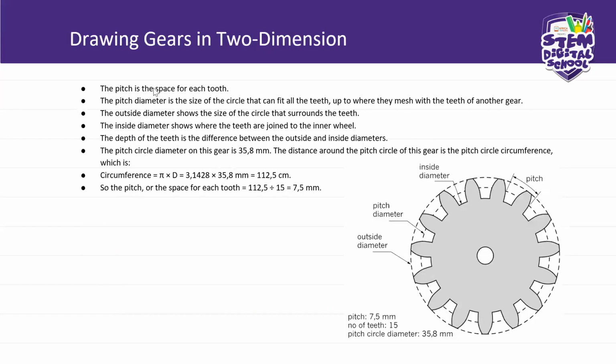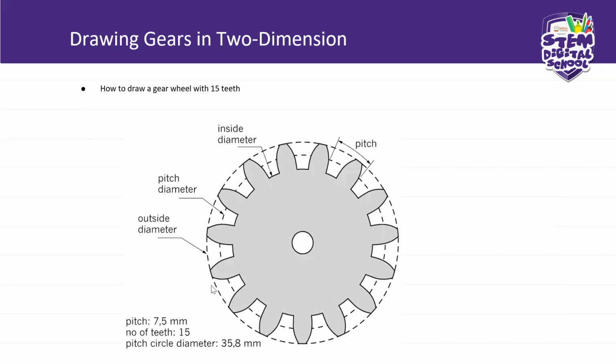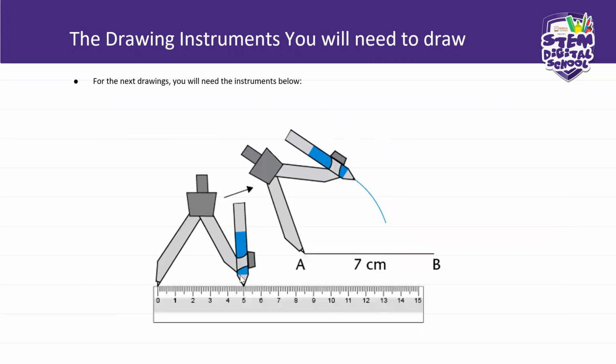The pitch is the space for each tooth. The pitch diameter is the size of the circle that can fit all teeth. Okay, pitch diameter, the size of the circle. So this pitch diameter is 35.8 millimeters. You're going to put your compass like this and measure it so that you can fit all the teeth.